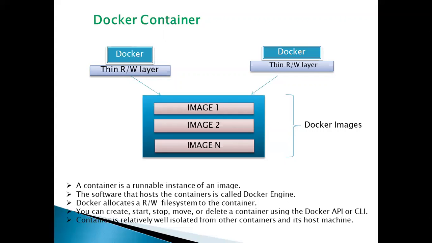You can create, stop, start, move, or delete a container using the Docker API or CLI commands. For example, if you want to delete a container, there is a container ID available. If you run docker ps, it will list the containers on the Docker host. You get the container ID and delete it with docker rm followed by the container ID. A container is relatively well isolated from other containers and its host machine.